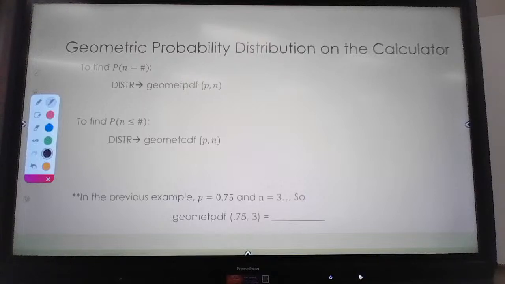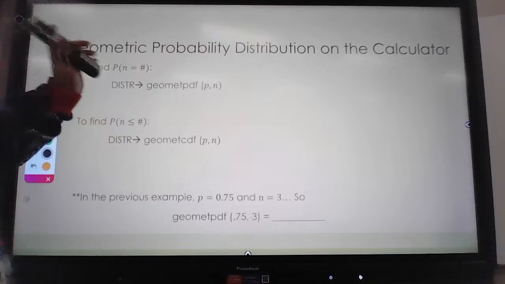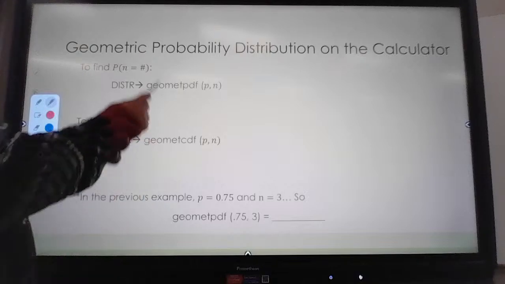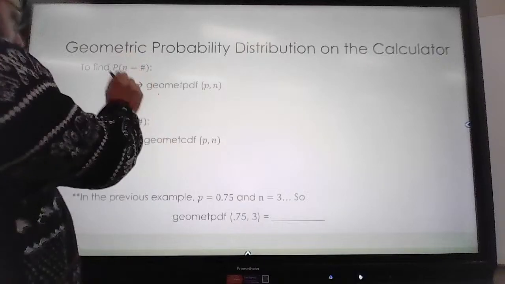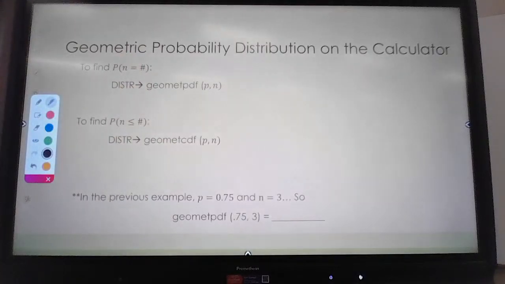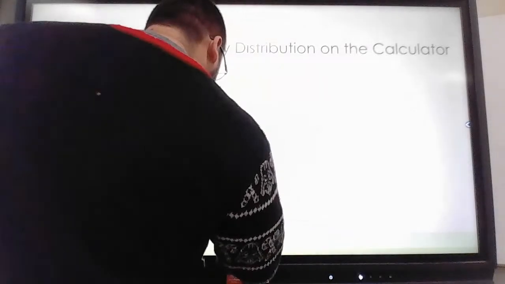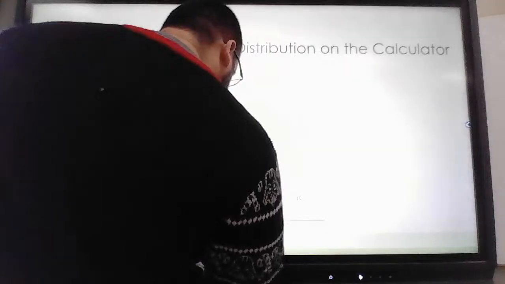Now, like binomial distributions, you also have a calculator function for PDF and CDF. Just like before, PDF represents an exact number, and CDF represents that number or fewer. So in other words, for the previous problem, I'm going to change this real quick. This should be 0.684. And I'll change this here to 0.684.